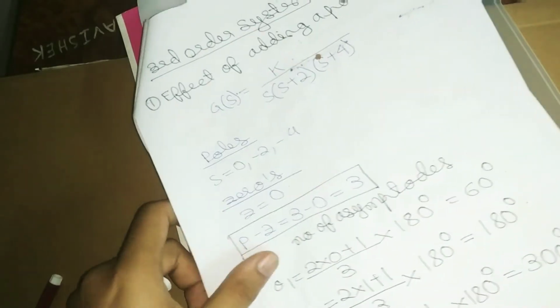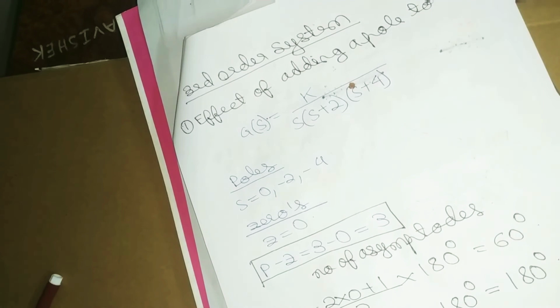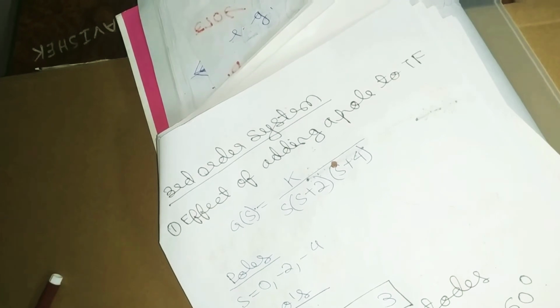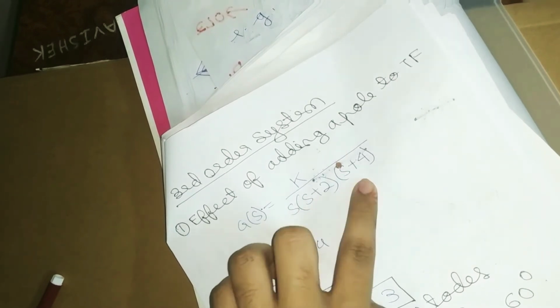Now I am continuing with an example of adding a pole to a transfer function. So what is the effect of adding a pole to a transfer function? If you add s + 4 in the pole section, if you add s, s + 2, s + 4, what will be the effect?